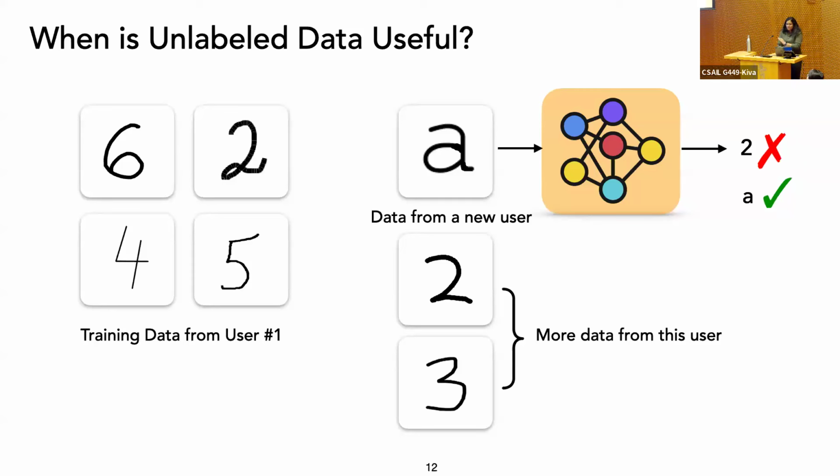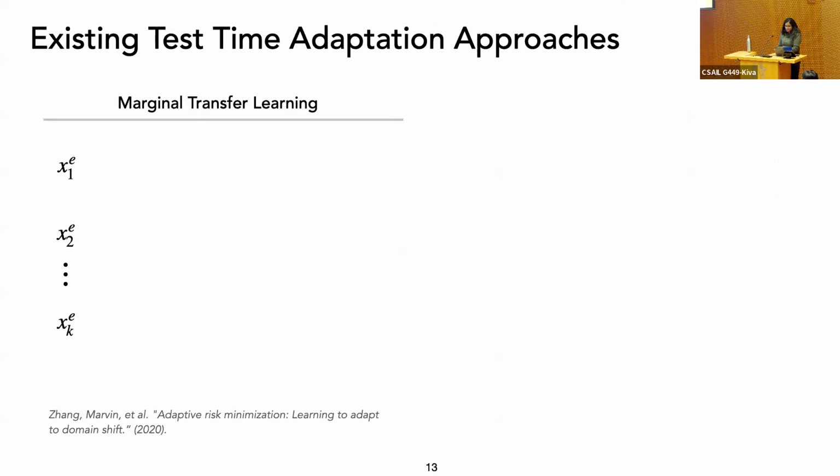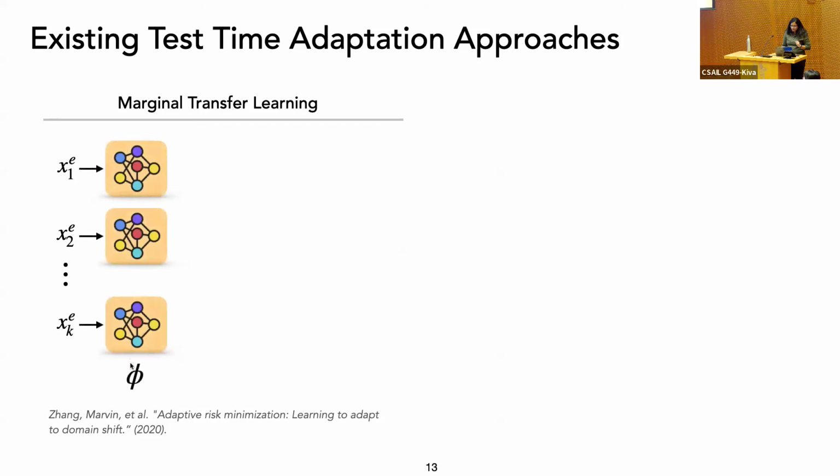So this particular motivation has been analyzed in some previous works, and all of the previous works actually for this particular setting come under this heading of marginal transfer learning, or MTL. And let's see how this works. So say you sample a batch of data, all coming from a given environment, and your environment label is E, and you have K data points. What you do is you take a featurizer phi, typically like a CNN or a small neural network.